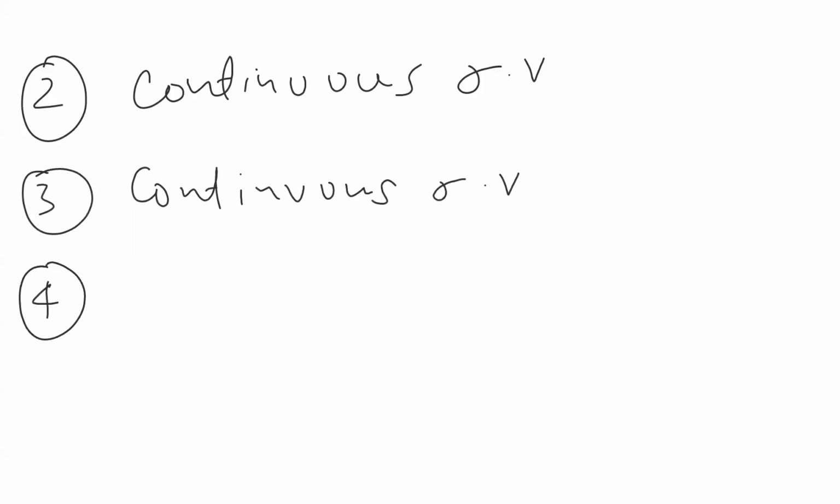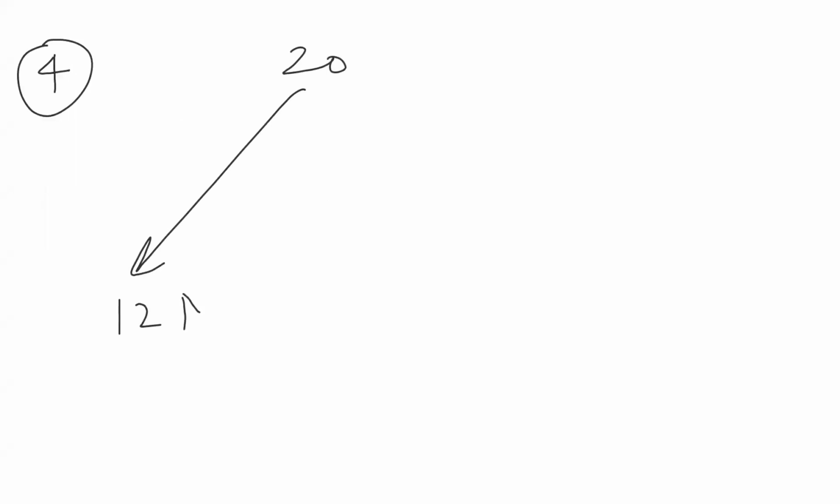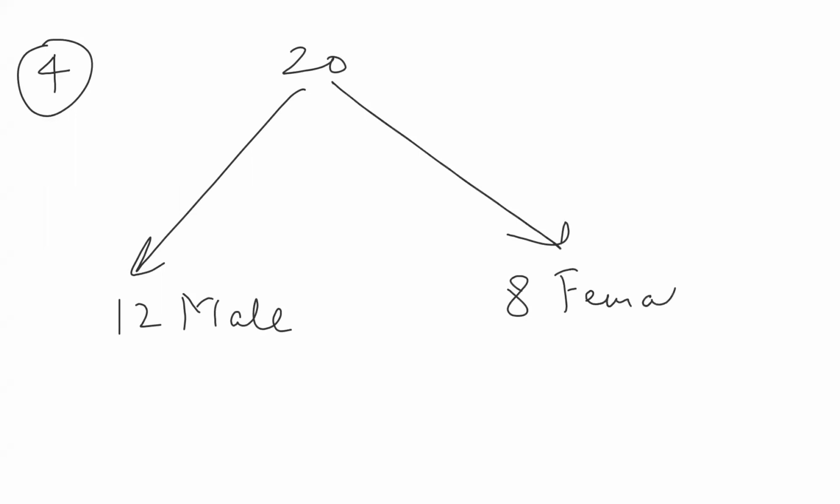Fourth one. Now fourth one is a bit tricky over here. 12 out of 20 white rats available for an experiment are male. Okay, so I'll take a new slide. So there are 20 rats. Okay, and out of this 20, 12 are male. So obviously female rats will be 8.